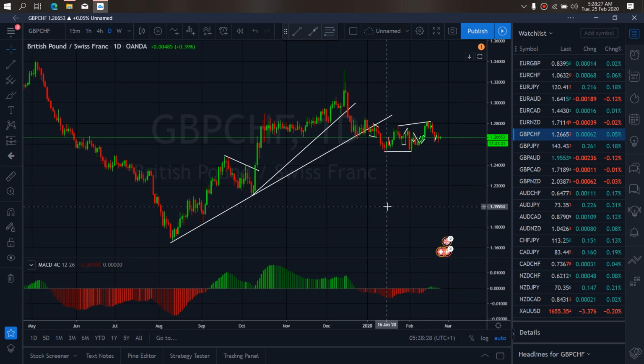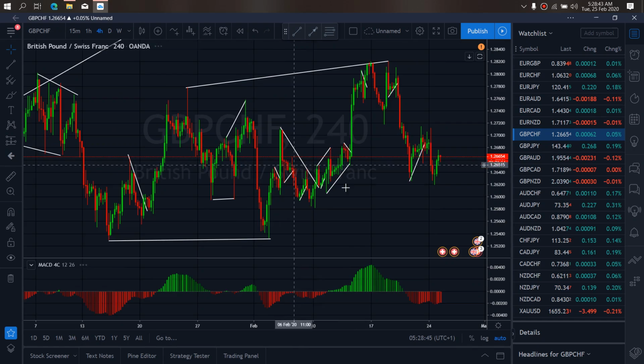On pound Swiss for today, pound Swiss is presently dropping as we expect, and it's correcting right now. Once it's through this sideways correction, we expect more drops to come through to the downside, as you see this as an ABC flat.